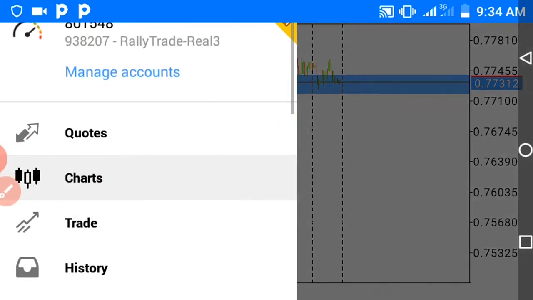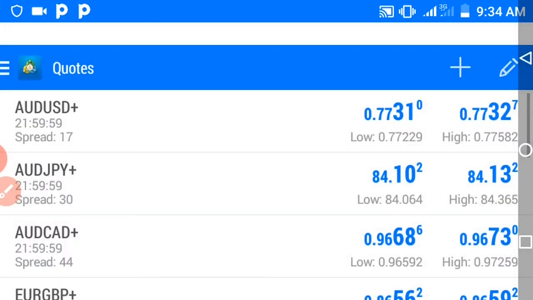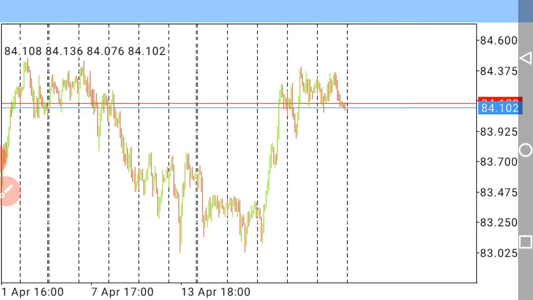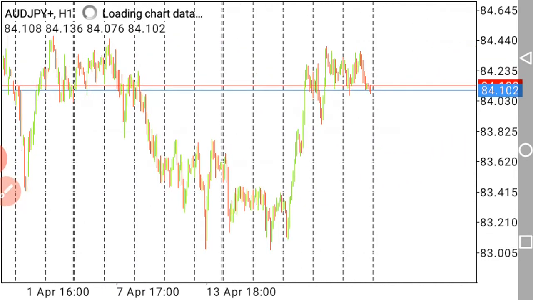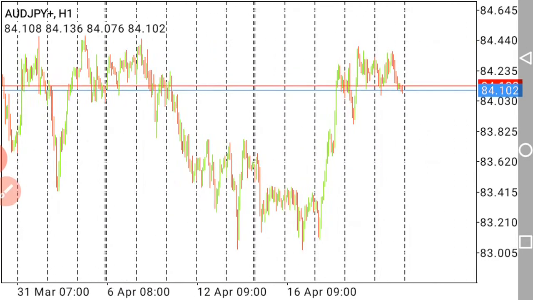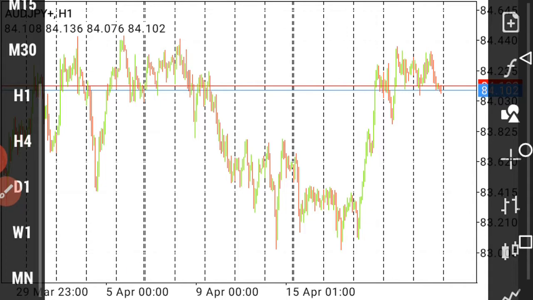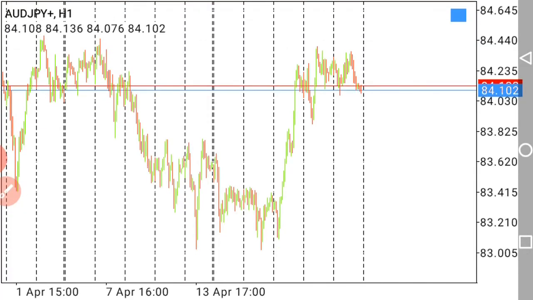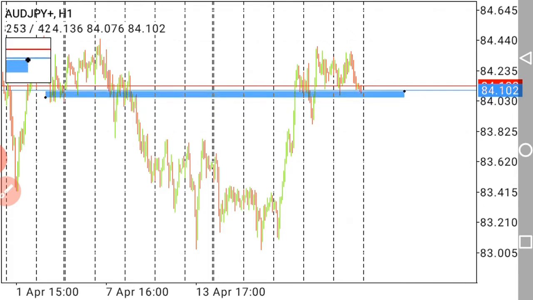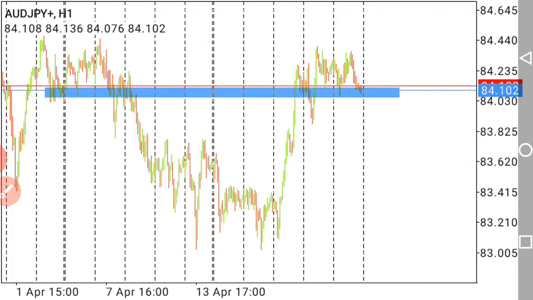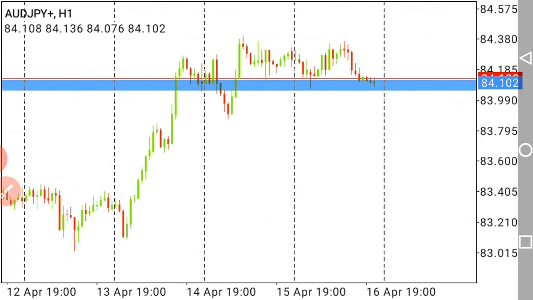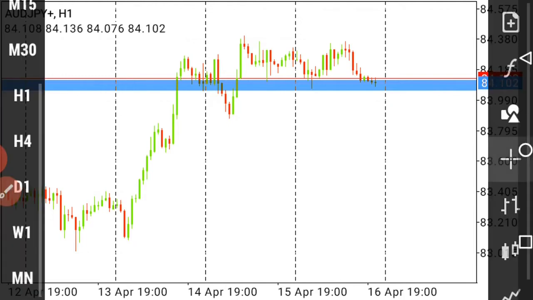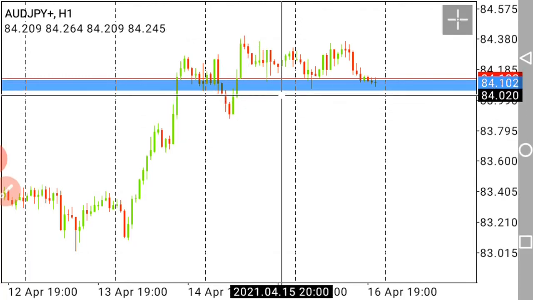The next one is going to be the AUDJPY. Similar stuff. Remember, the AUDJPY and the Aussie dollar are a bit similar, so we're expecting similar stuff from them. Still marking the same structure. The same thing happened here. In this case, we are going to expect our first take profits. Our stop loss, remember, is going to be below this previous structure.